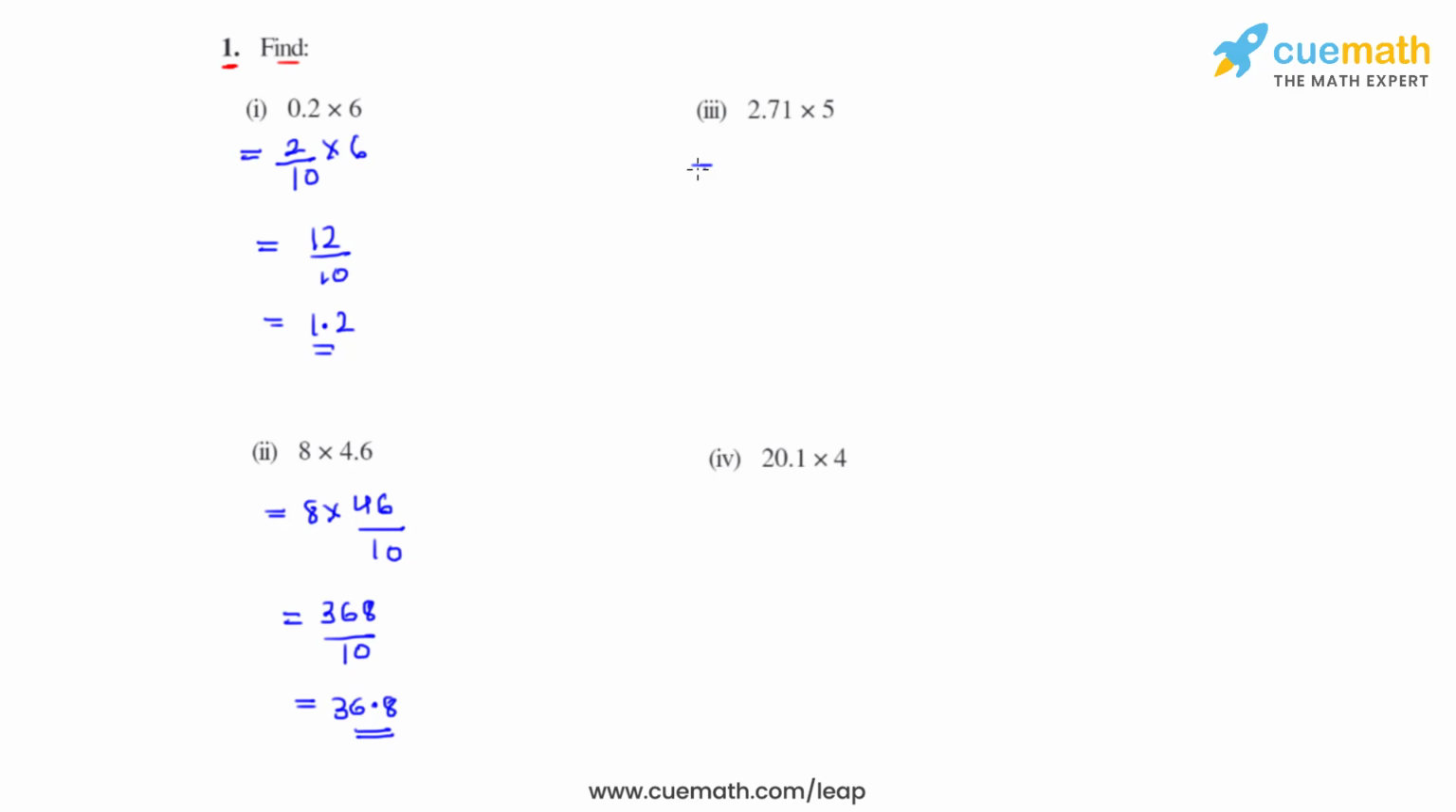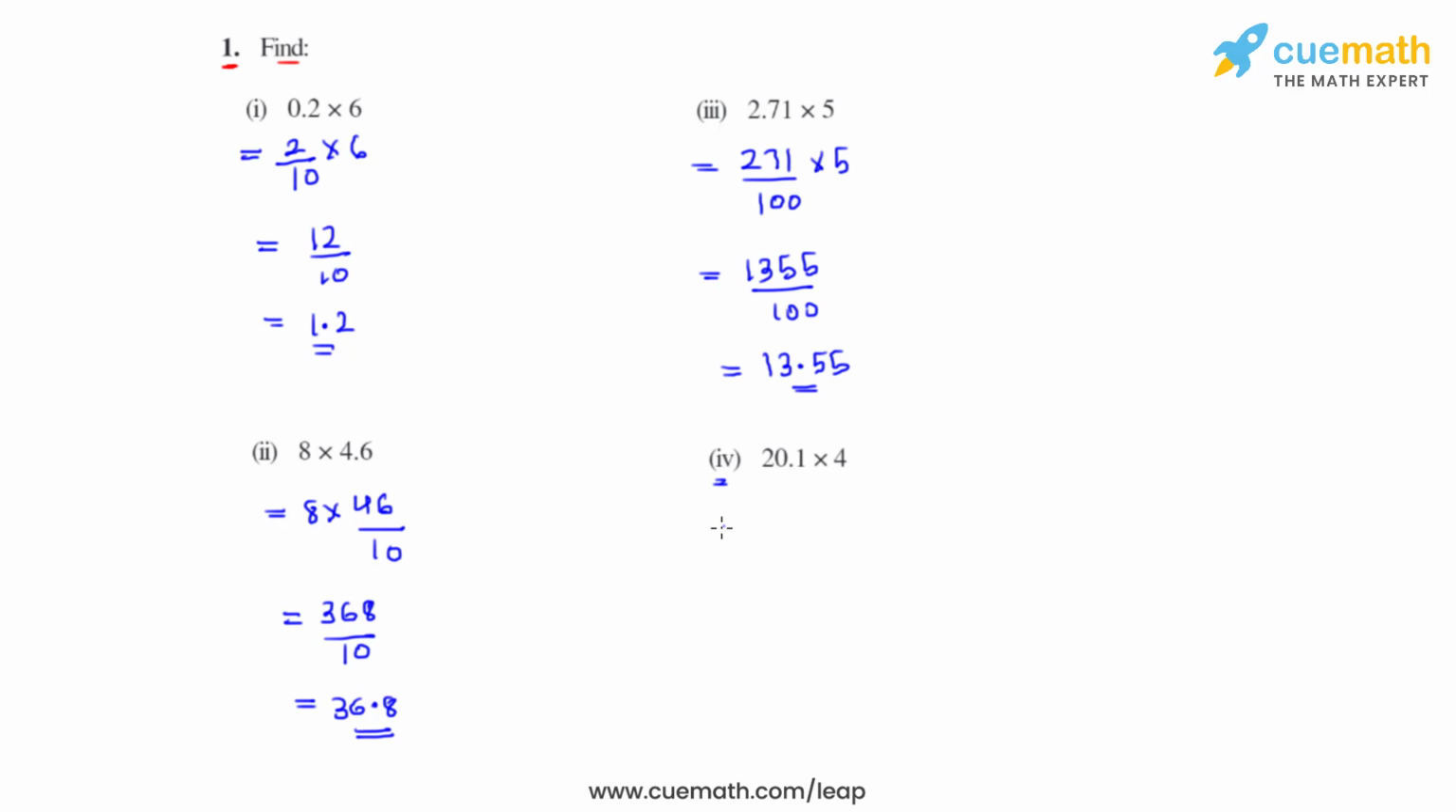Coming to the third bit, we have 2.71, which can be written as 271 divided by 100 times 5. The product that we get for this is 1355 divided by 100, and the final answer is 13.55.